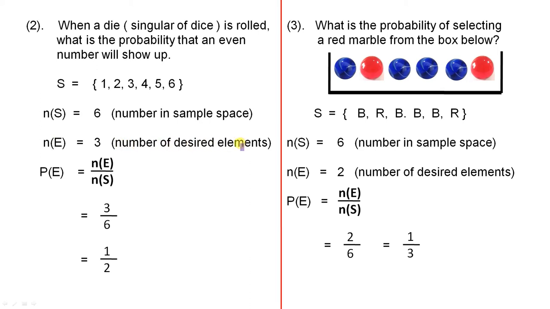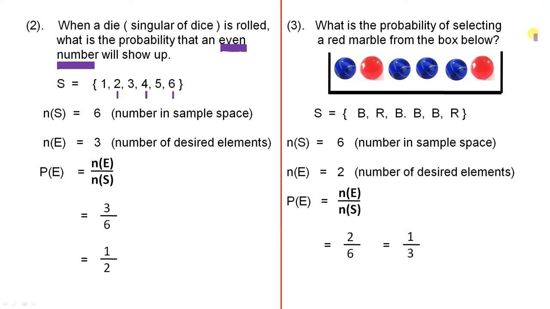Now the desired elements in this particular case are the even numbers. So we have 1, 2, 3. So there are 3 of them. So PE equals NE over NS, which is 3 over 6, which is a half. So the probability that an even number will show up when a die is rolled is a half.